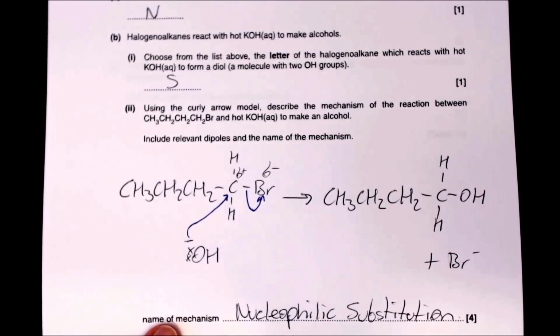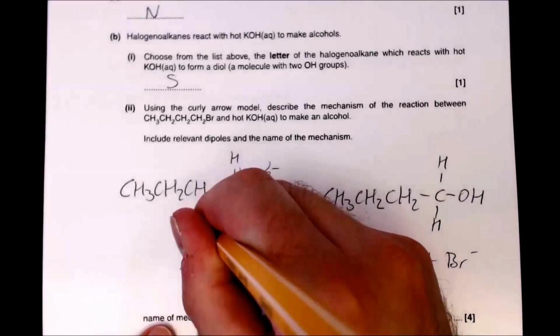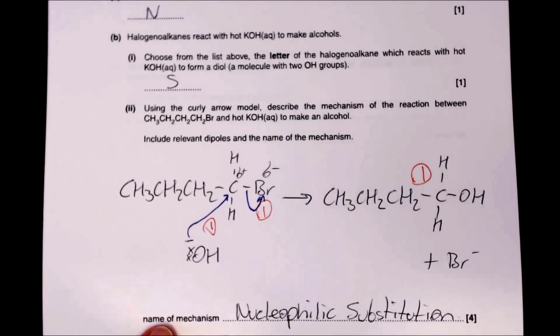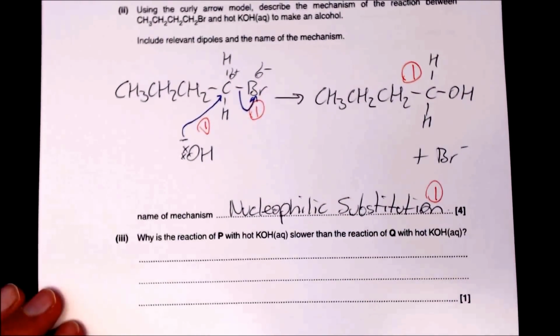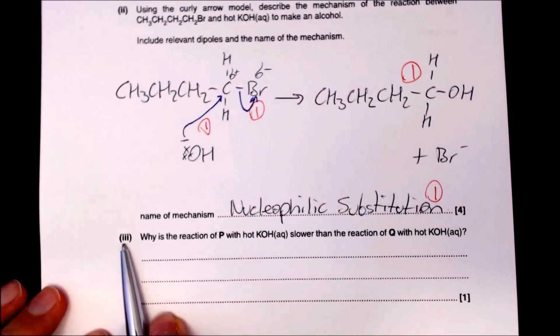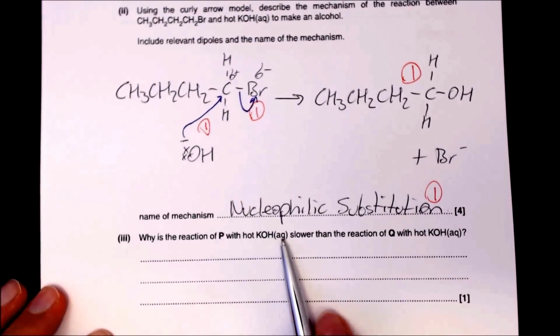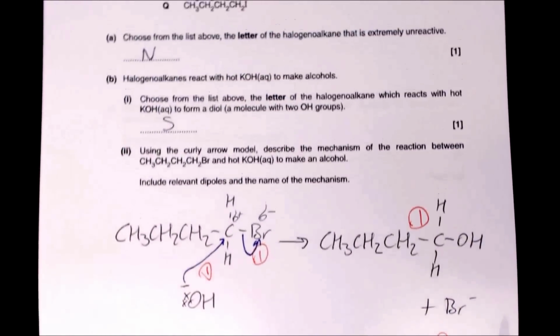So marks, you would actually get a mark for this arrow, so that's 1 mark there, 1 mark for this arrow, 1 mark for drawing your final structure, and then 1 mark for the name of your mechanism, which is nucleophilic substitution. So make sure your arrows are pointing the right way. That's the key thing. Okay, right, on to the next question, the next part. So part 3 says, why is the reaction of P with hot KOH slower than the reaction of Q with hot KOH? Right, so P is slower than Q.